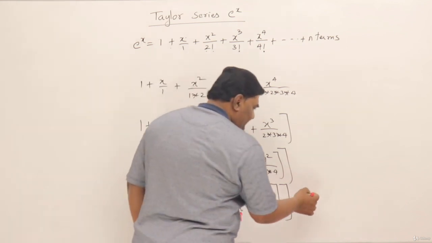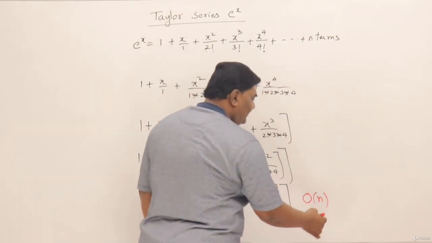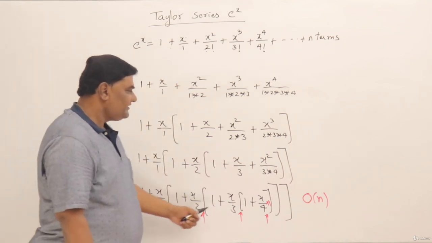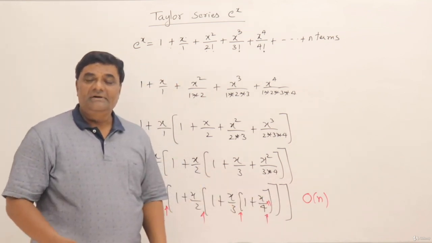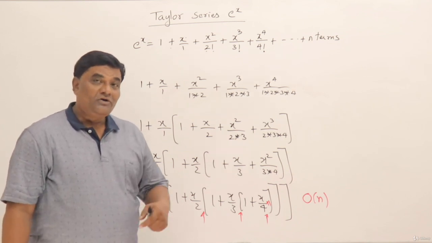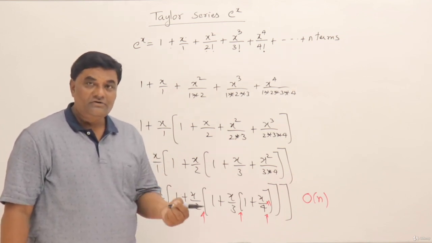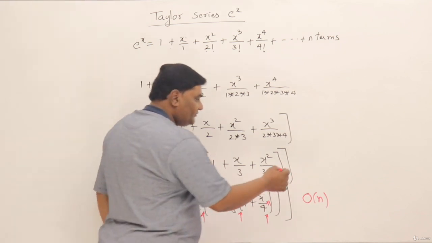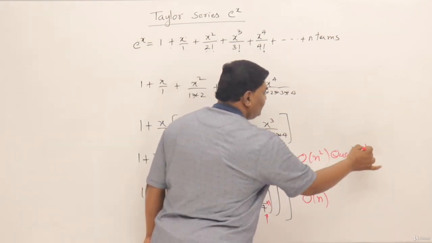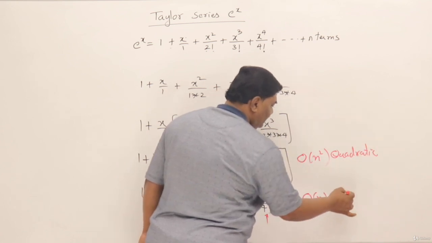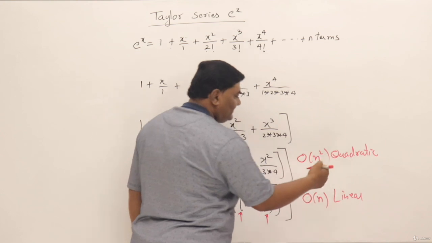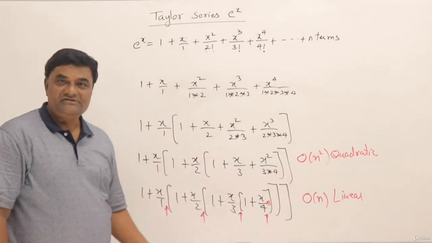So the number of multiplications has reduced to order of n. It's not square. Earlier that was a square. So now it has reduced to order of n. So yes, by taking commons, we can reduce the number of multiplications from quadratic, that is square, to linear. We have reduced the time. Earlier it was n square. This is quadratic. So the time was quadratic. Now the time is linear. So this is faster.